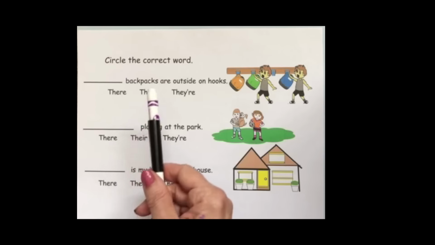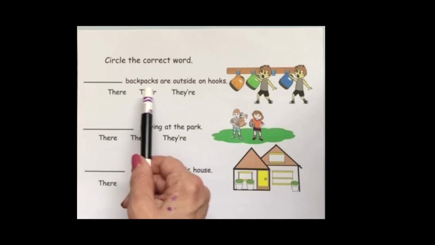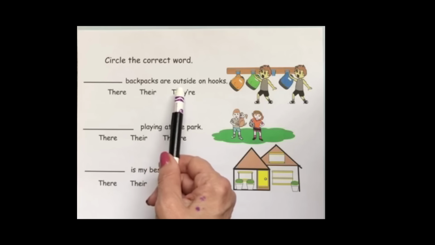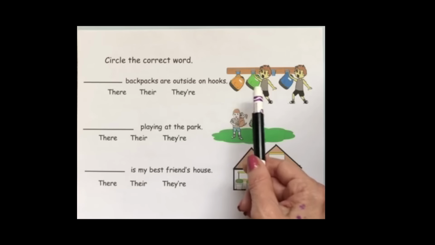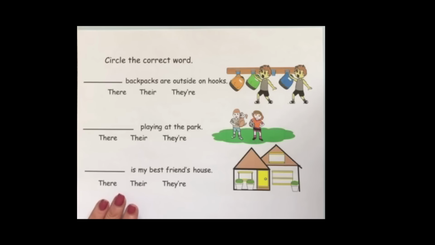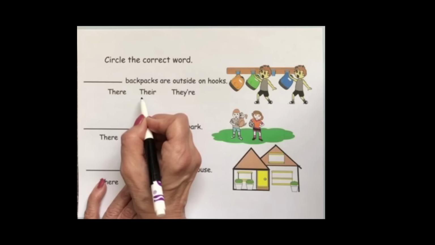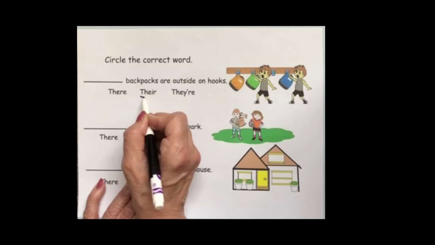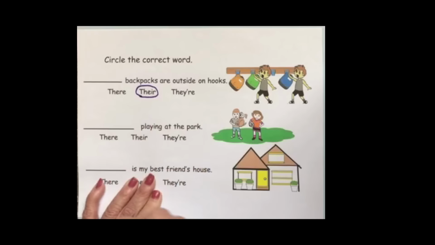Let's read our first sentence. Their backpacks are outside on hooks. The backpacks belong to the boys, so that shows ownership, belonging to them. So it is this their, T-H-E-I-R.